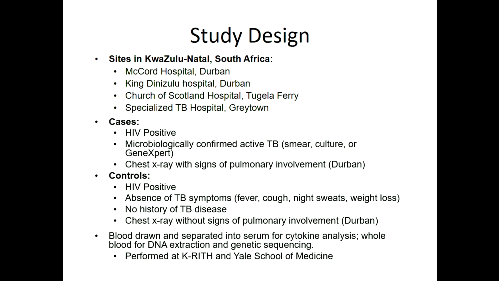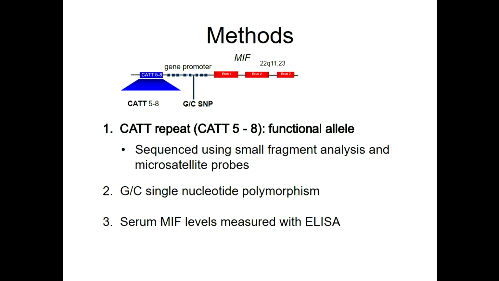Blood was drawn and separated into serum for cytokine analysis. DNA was extracted for genetic sequencing. All of this molecular work was conducted at KRIF at Durban and the Yale School of Medicine. For the methods, we sequenced the CATT repeat, which is the functional allele, using small fragment analysis and microsatellite probes. We also quantified the G to C single nucleotide polymorphism, and we also measured MIF levels with ELISA.